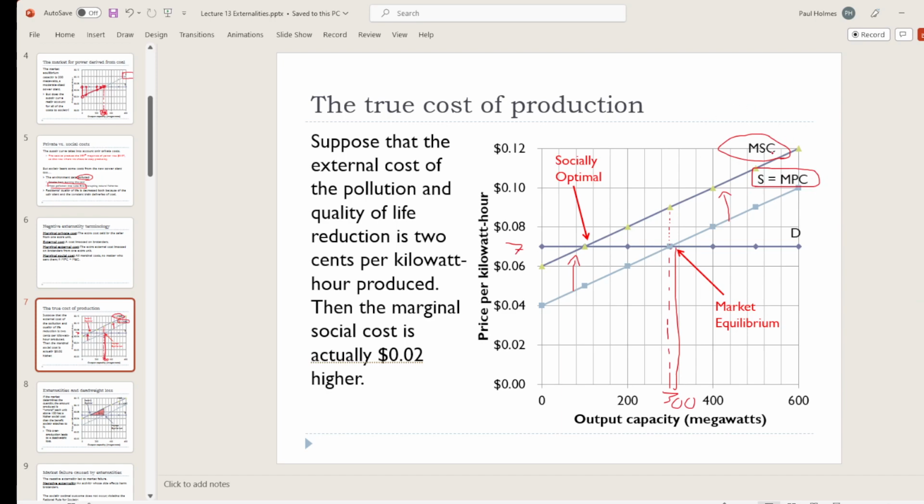Our true social cost of each extra unit is given by this marginal social cost curve. And hence the socially optimal level of production is where the true cost to society just matches the true benefit to society. The true cost of that last unit of power right here is 7 cents per unit. The true benefit of that last unit of power is also 7 cents per unit, so that then becomes our socially optimal level of production.